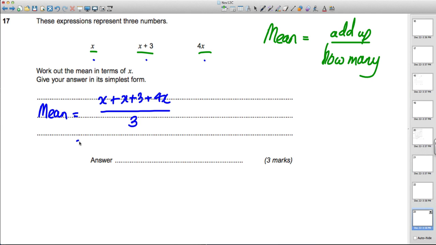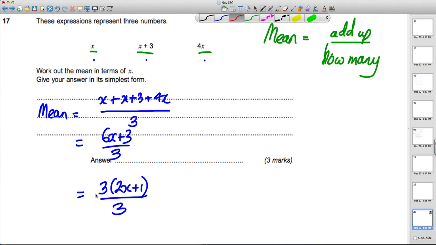So let's tidy this up. How many x's? 1x, 2x, and 6x. We've got 6x plus 3 over 3. And then what we can do is factorise the top. What goes into 6x and 3? Well, 3 does. We have 2x plus 1 over 3. And at that point, there is a 3 multiplying on top and bottom. We could divide top and bottom by 3, and you would get 2x plus 1 left over. There are 2 marks for adding them and dividing by 3, and the third mark is for simplifying in that form.